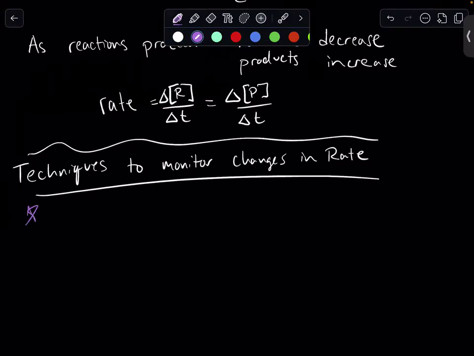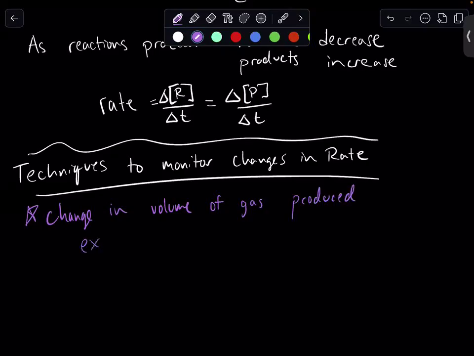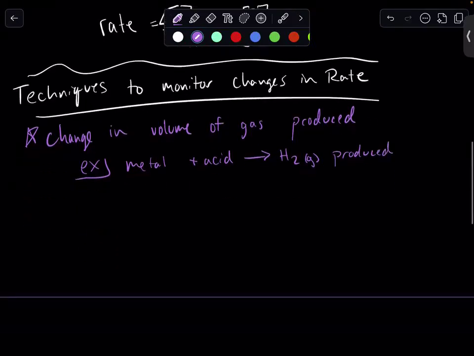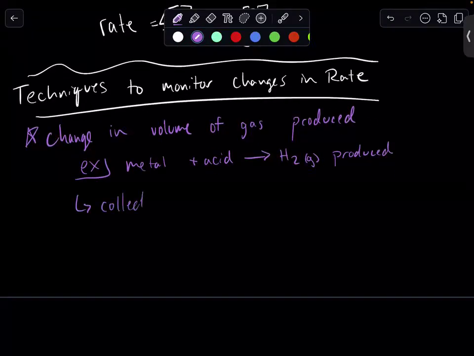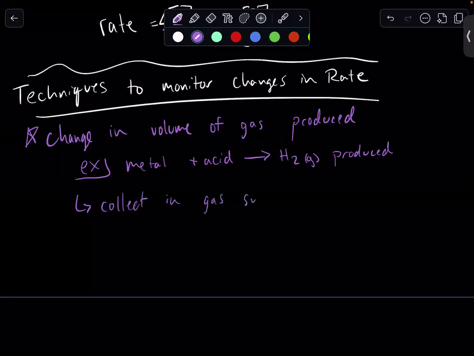So one of the best quantitative methods we can use is change in volume of gas produced. We often see this when we're looking at reactions, for example, a metal plus acid. This usually produces hydrogen gas. And we can collect that in a gas syringe. And generally your experiment might look like this.